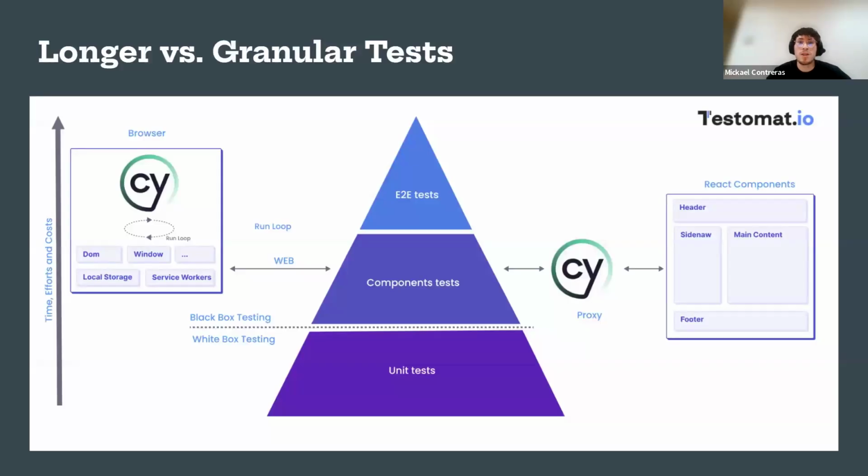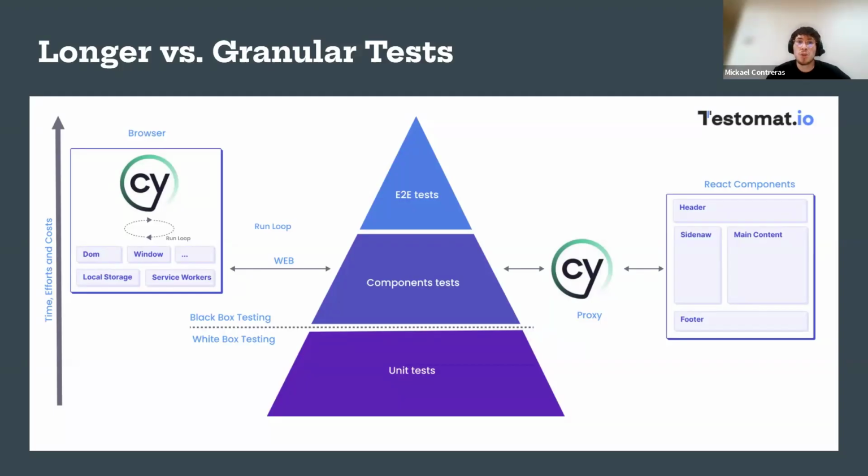Component tests strike a nice balance. You test the logic and the rendering of an isolated component, like a form or modal, without needing to spin up the entire app. Then there's end-to-end tests, which are the slowest and most expensive, but they give you the highest confidence that your app works the way a user expects it to.